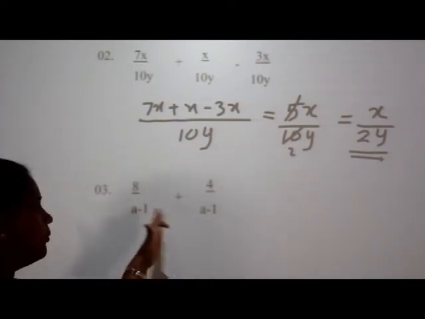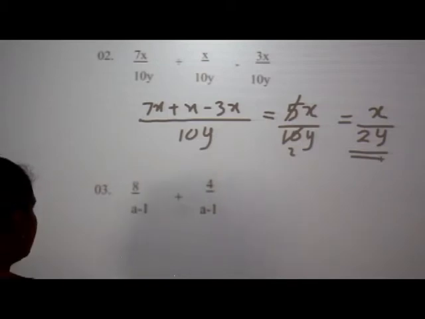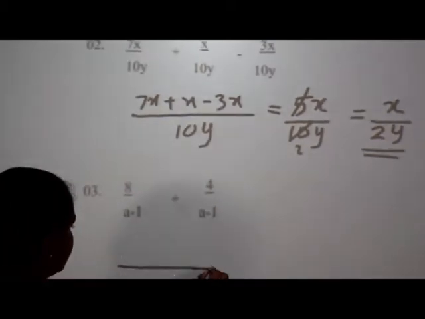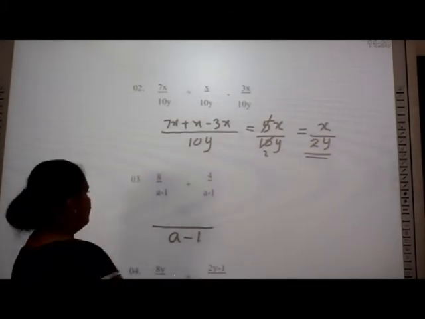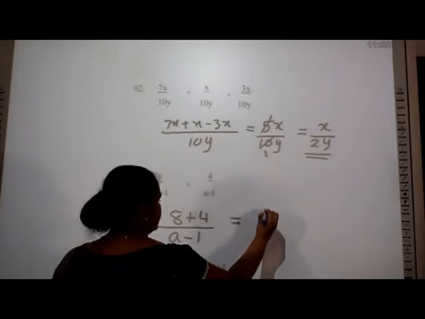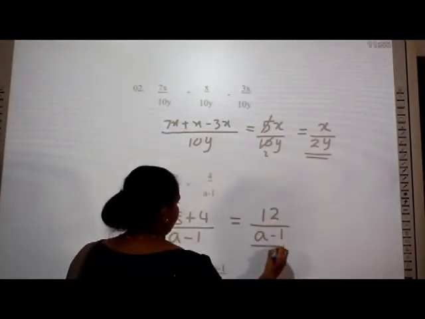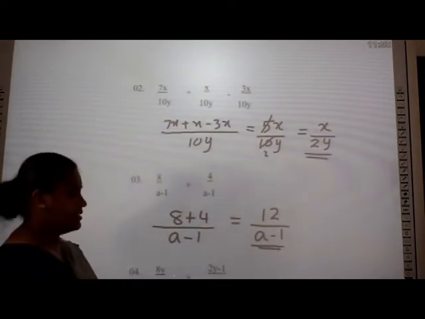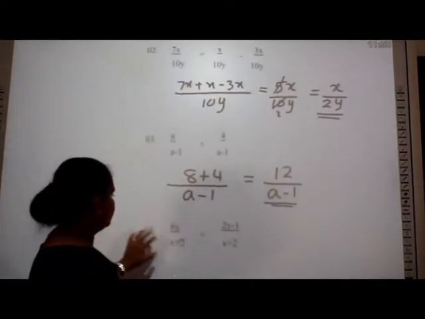Here the denominator part is, and what? Algebraic expression. Their denominators are equal. So here we can take common denominator a minus 1. We can add 8 plus 4. Then the answer is 12 over a minus 1. This is the final answer. Let's see another one.